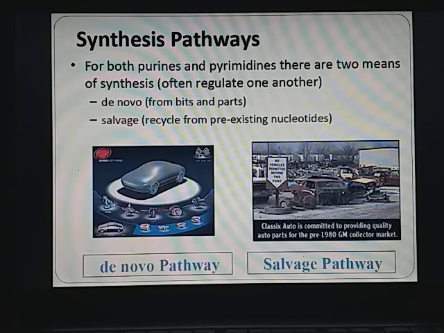But the salvage pathway is a pathway where the pyrimidine nucleotide is synthesized from pre-existing nucleotides or nitrogen bases. So that is the difference between the de novo and salvage pathways for pyrimidine synthesis. The de novo pathway is where a complete new pyrimidine nucleotide is synthesized bit by bit, and the salvage pathway is where the pyrimidine nucleotide is synthesized from already pre-existing nitrogen bases or nucleotides. This is the major difference between the two pathways.